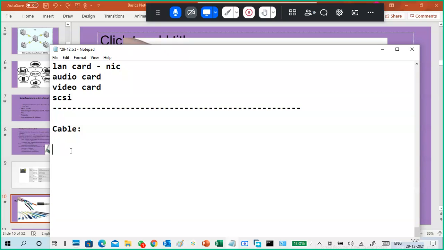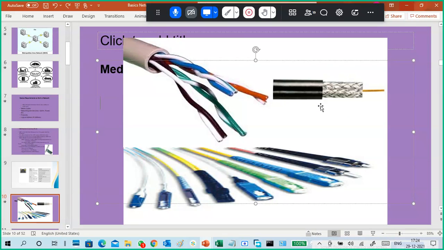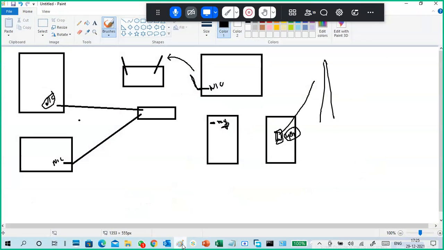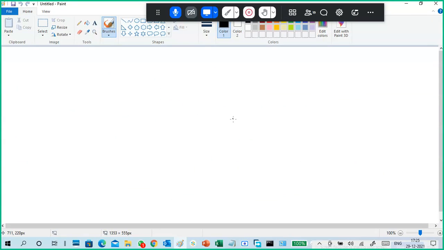Okay. So what are these cables? It is a coaxial cable. What is this coaxial cable? So look at it like this. This is the coaxial cable. Still, a few companies and certain military areas are using this kind of coaxial cable.